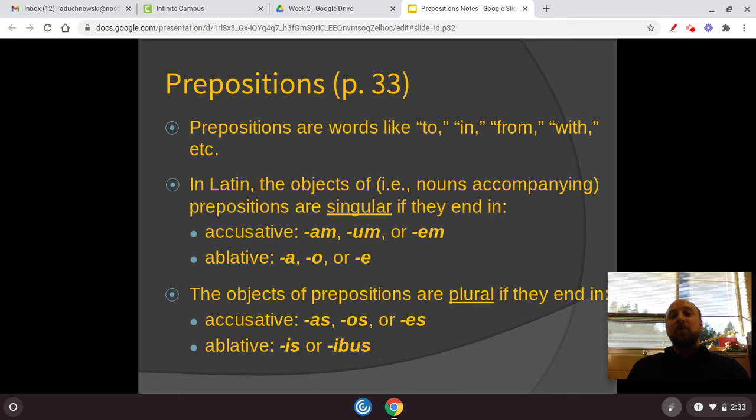So if you were saying you walked to your friends', it would be ad amicos. All right. If you're going to say you went to the movies with your friends, more than one, it would be cum amicis. So again, the first thing out of prepositions that I'd like you to know is the endings that make the object singular or the ones that make them plural. They're kind of recycled endings, so it shouldn't be all that difficult to distinguish.